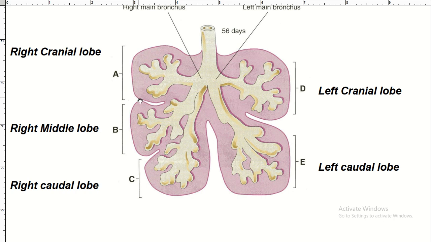So you're going to have your oblique fissure and your horizontal fissure, whilst on your left you only have your oblique fissure. Remember.